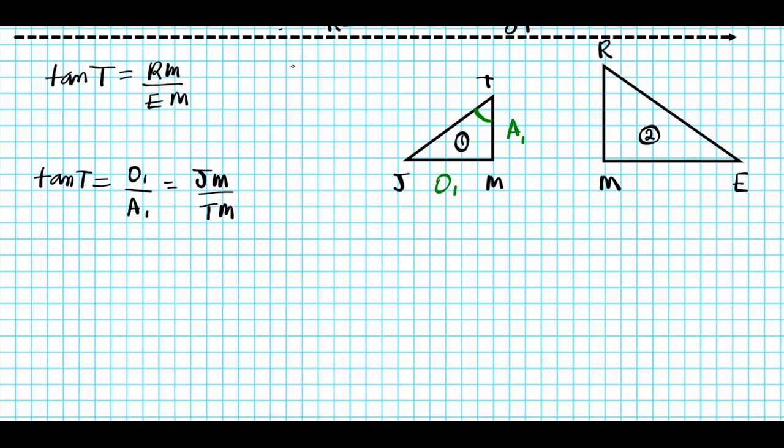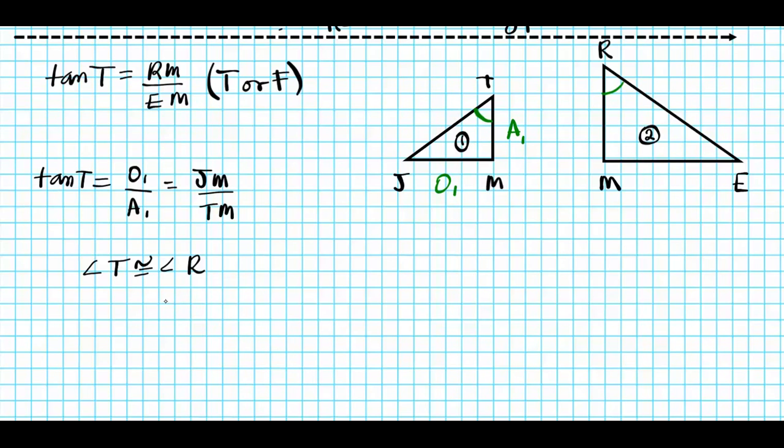Okay, so the question is, is this true or false? We don't know yet. But we know that angle T is congruent to angle R because they're corresponding angles. They're congruent. All right, let's write that down. Angle T is congruent to angle R.